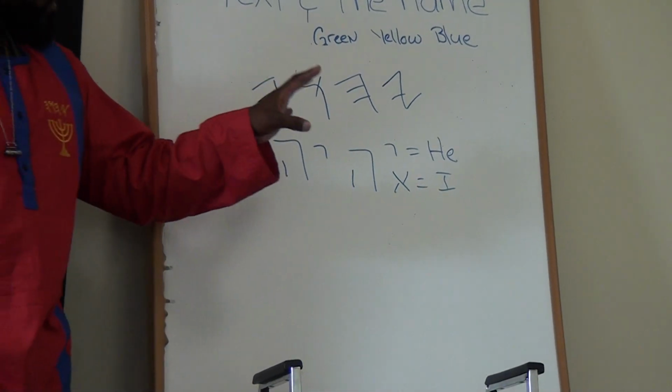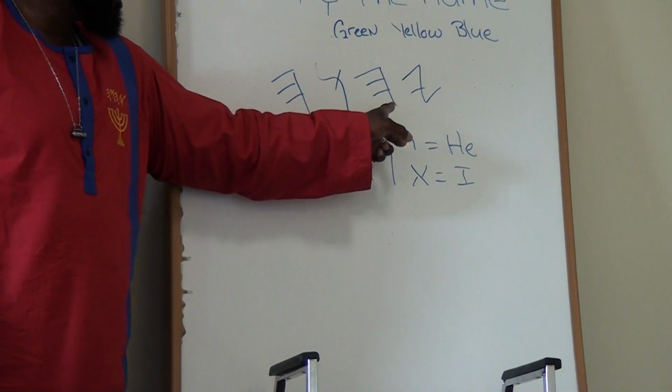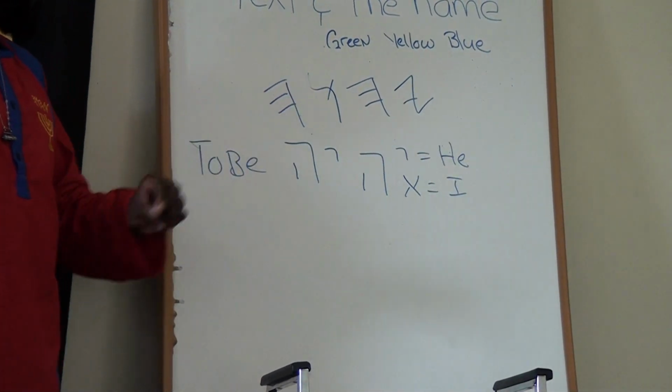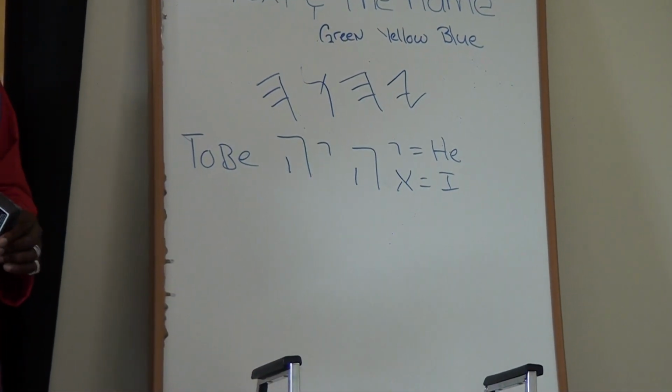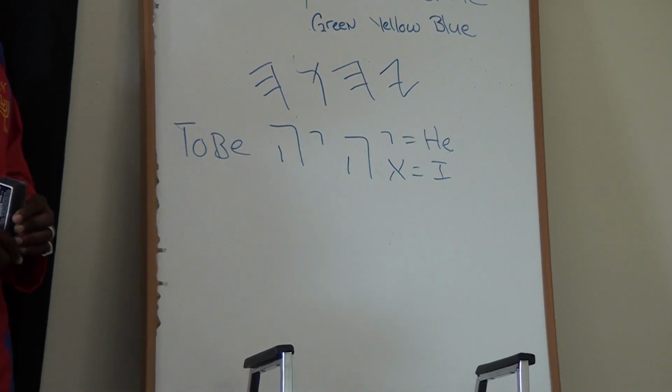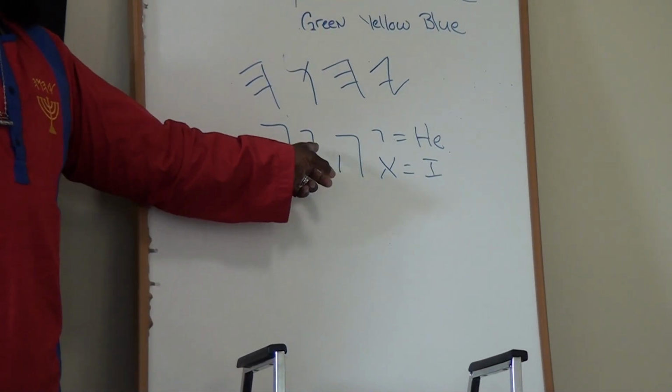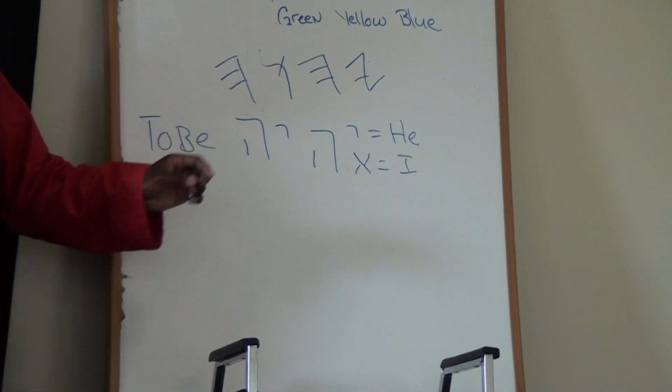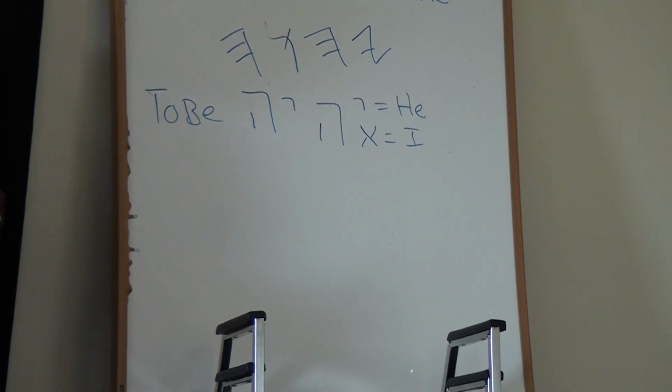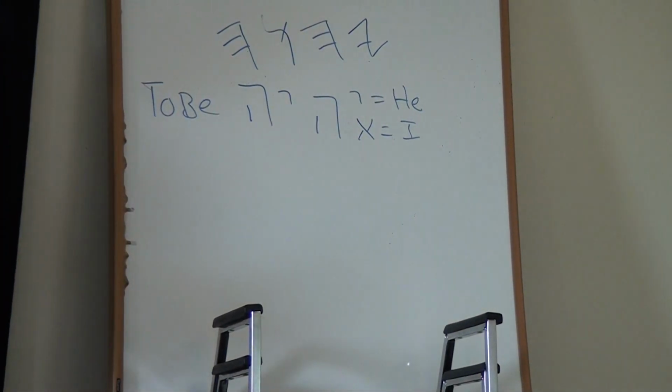We have 4 consonants here. We have the Yod, the Hey, the Vav, the Hey. The Strong's Concordance and the Theological Workbook are saying that the Hey, the Yod, and the Hey is the 3-letter root word for this here. What do you see wrong with that? Or right with it?